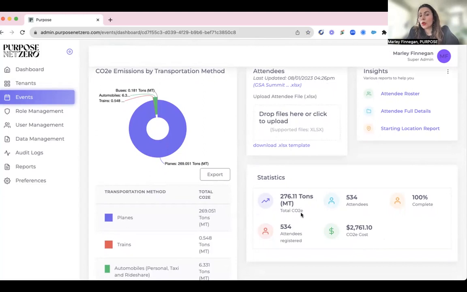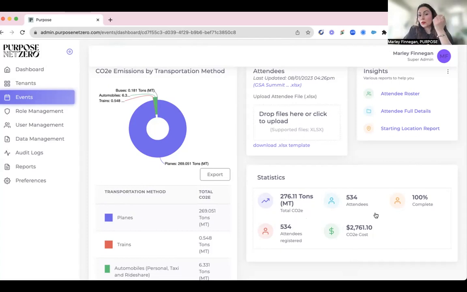And CO2 equivalent includes all gases. So it's not just carbon, it is all gases. And when there's flights, frankly, there's a number of different gases, including nitrous oxide and others at play due to the fuel that is burned and the way that planes essentially fly through the air. Not that important, but basically we're calculating the CO2 equivalent, including other gases.